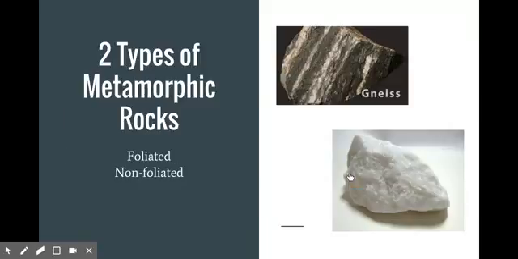There are two basic types of metamorphic rocks. We have what are called foliated. This is a picture of gneiss that displays foliation. Get it? Foliation. And then we have non-foliated. You'll notice this is a piece of marble that is not foliated. Foliated means that the minerals in it arrange in stripes or layers. And then, of course, the marble, you don't see that. So that's what non-foliated means.